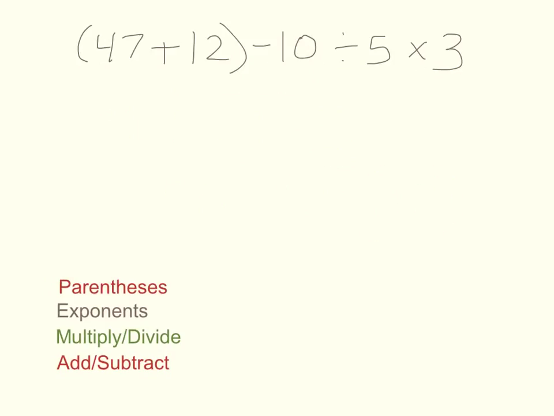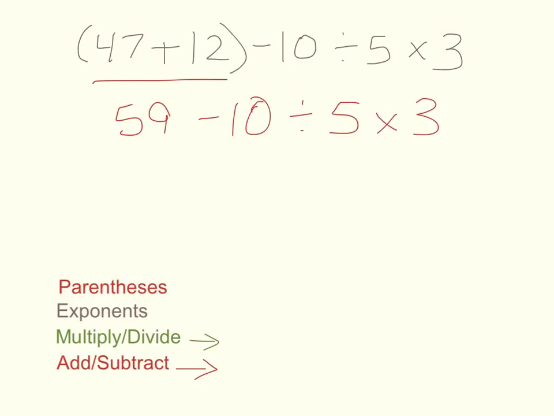Pause the video again while you try this one. Be sure to follow the order of operations, and if you have multiplies and divides or add and subtracts, be sure you do them left to right since they have the same priority. First we have a parentheses. So when I work out the parentheses, that gives me 59. Bring down the rest, I have my minus 10 divided by 5 times 3.